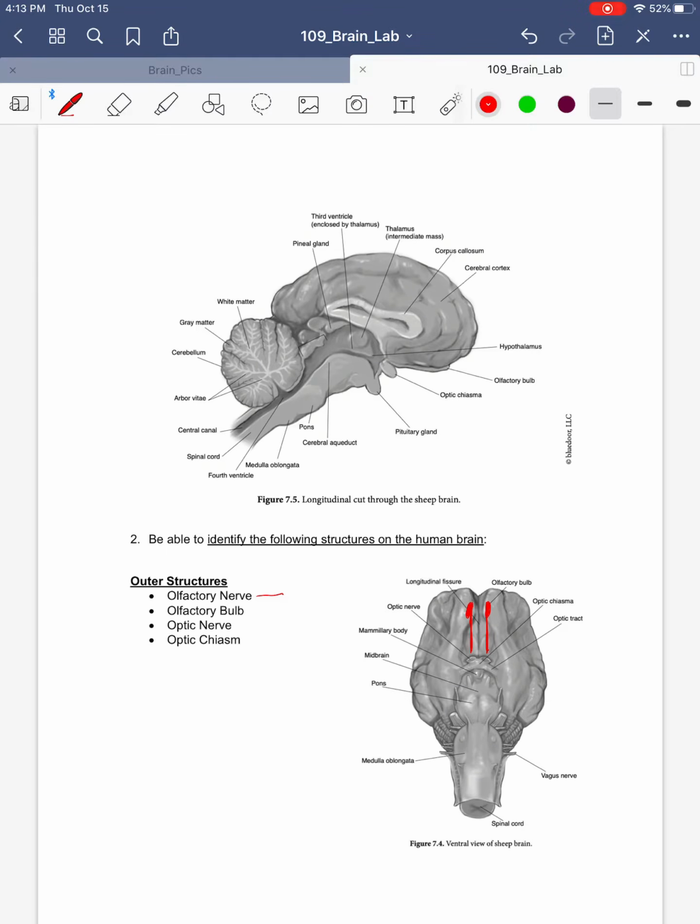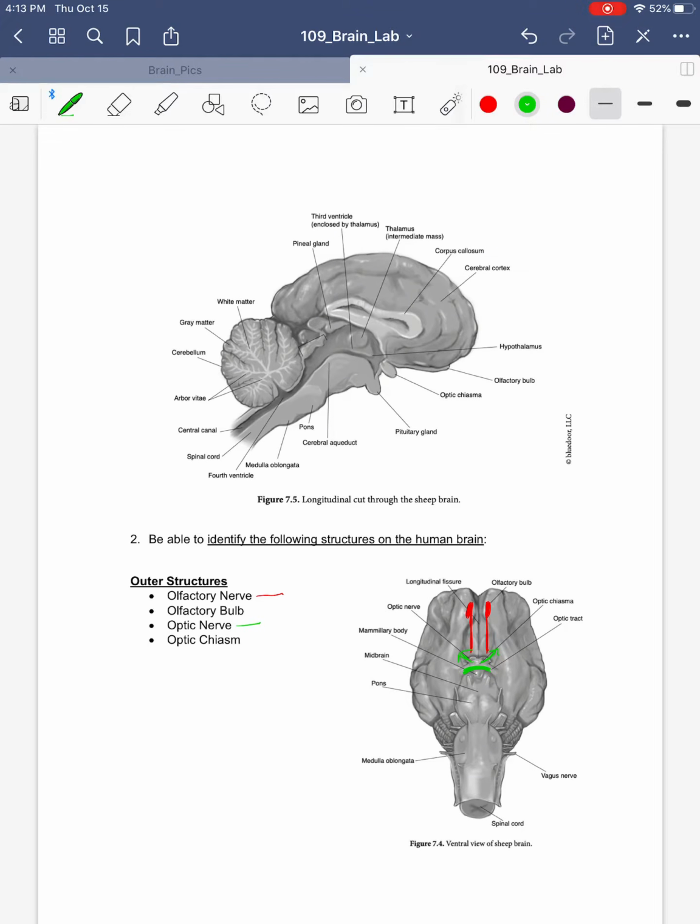Sheep are going to have a bigger olfactory bulb than humans, simply because sheep rely more on their sense of smell than we do. Then we're going to have the optic nerves. So we can see here's an optic nerve and here's an optic nerve. These are, of course, going to go to the eyeball. And then where the optic nerves come together is called the optic chiasm.